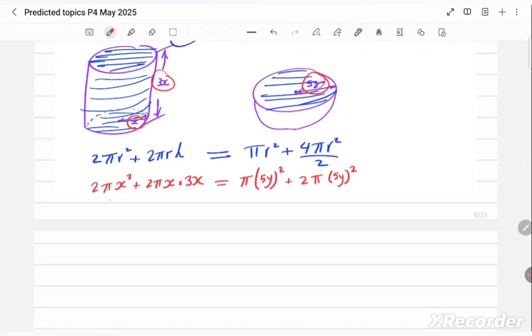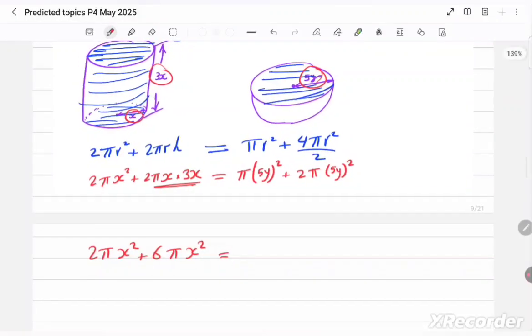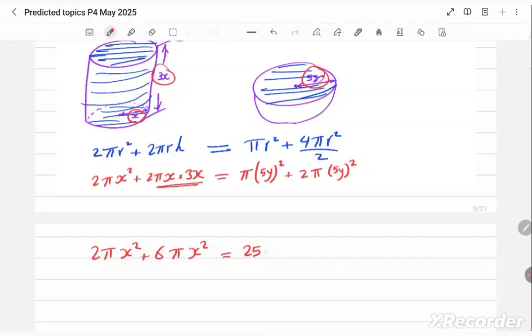So now what we have is 2 pi x squared plus, if you multiply this one, 6 pi x squared, and on the other side we have 25 y squared pi. Let's put pi first: 25 pi y squared plus, if you look at this one here, we have 5 squared, it will be 25 times 2, so it's 50 pi y squared.